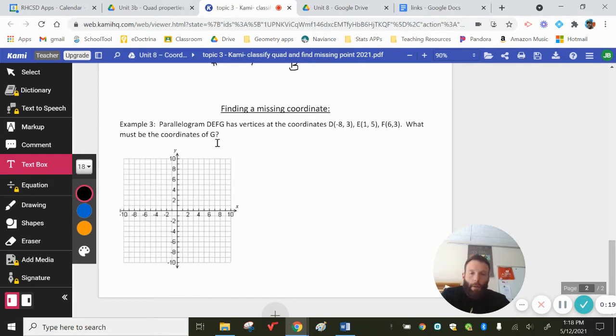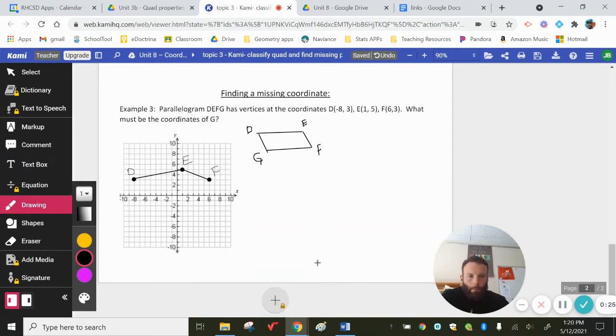for G. So let me start by plotting the points that I do know, and let's think about what we know about parallelograms. Okay, so I plotted the points D, E, and F, and I connected those 3 points, but I did not draw the connection from D to F because I want to find where G has to go.